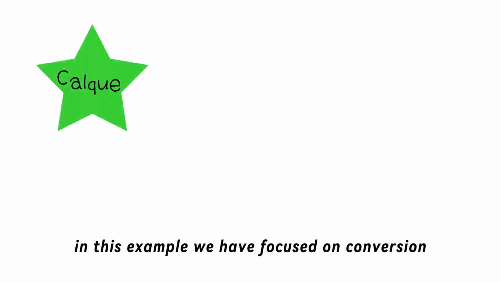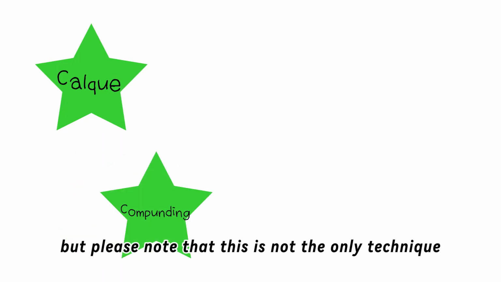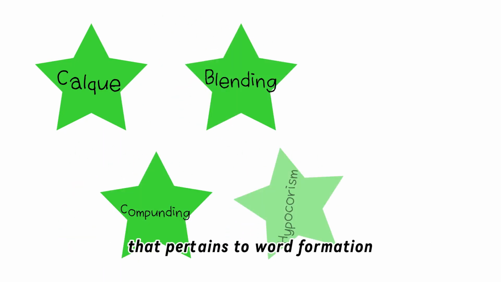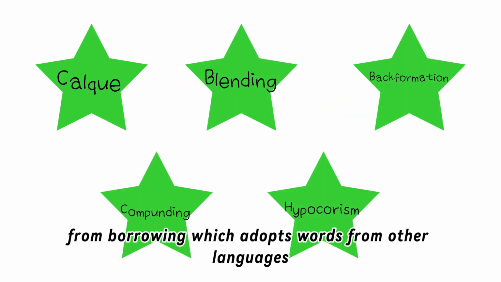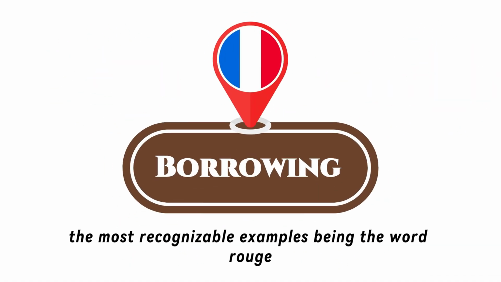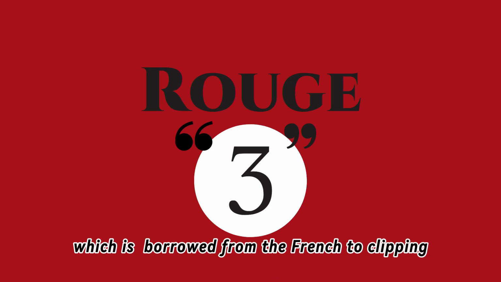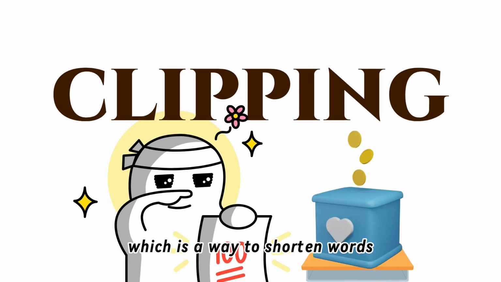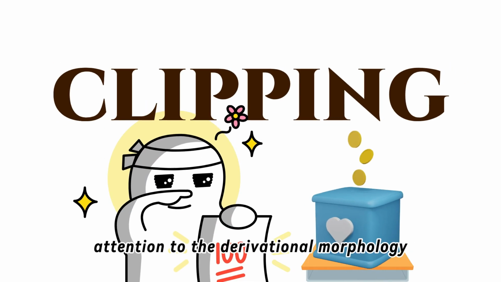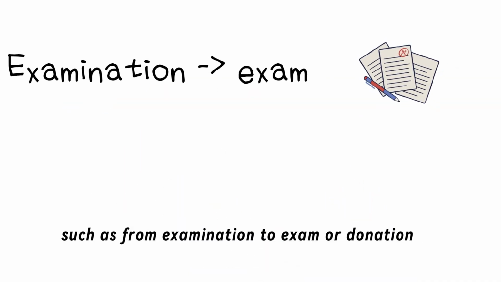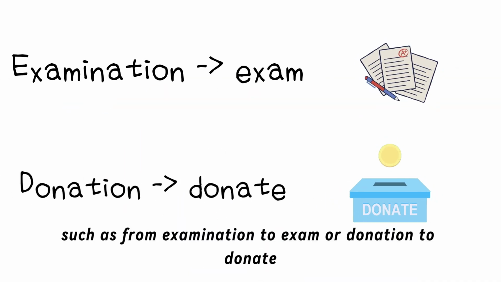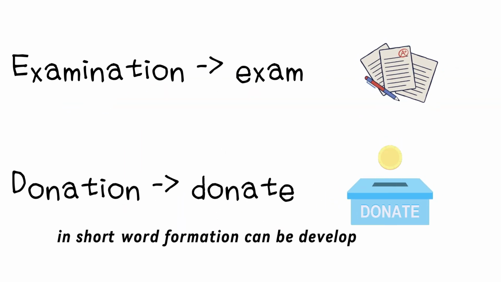In this example, we have focused on conversion, but please note that this is not the only technique that pertains to word formation. From borrowing, which adopts words from other languages, the most recognizable example being the word rouge with the voiced fricative sh, which is borrowed from the French, to clipping, which is a way to shorten words without paying attention to the derivational morphology of a word, such as from examination to exam, or donation to donate. In short, word formation can be developed in many ways.